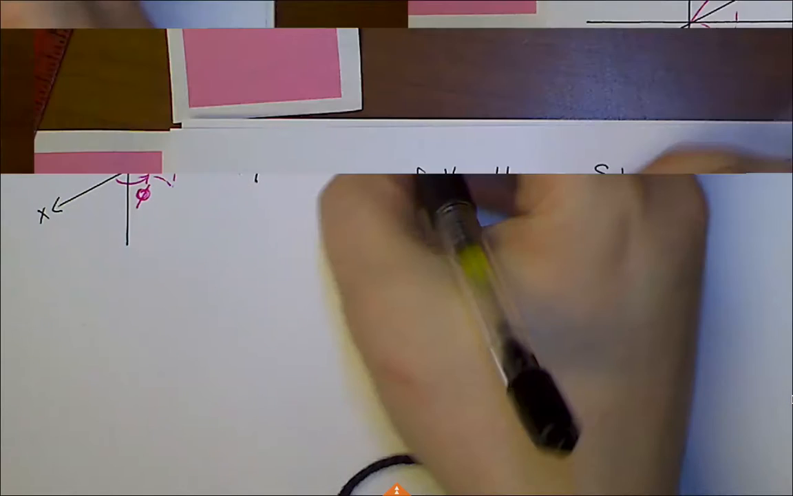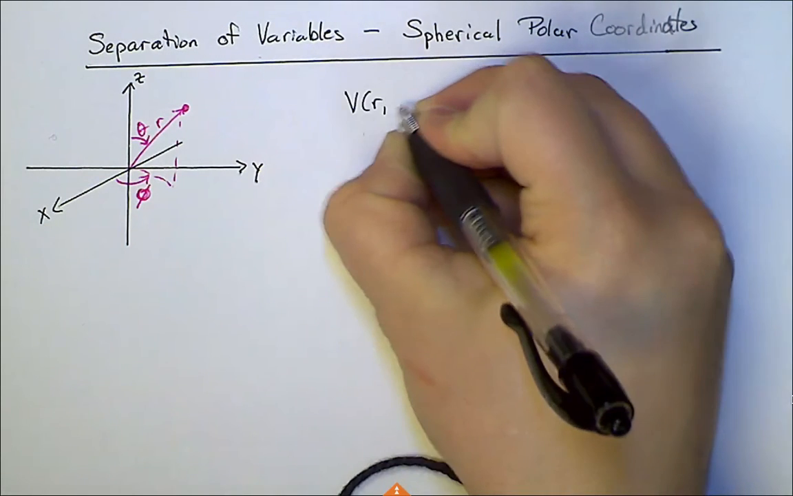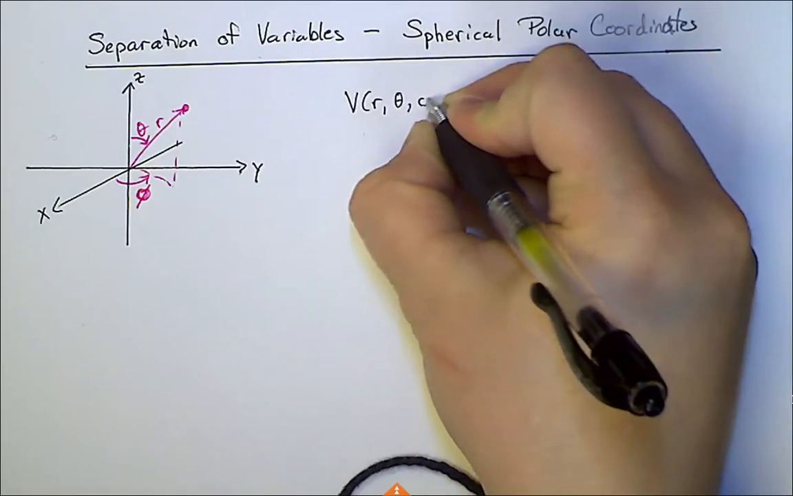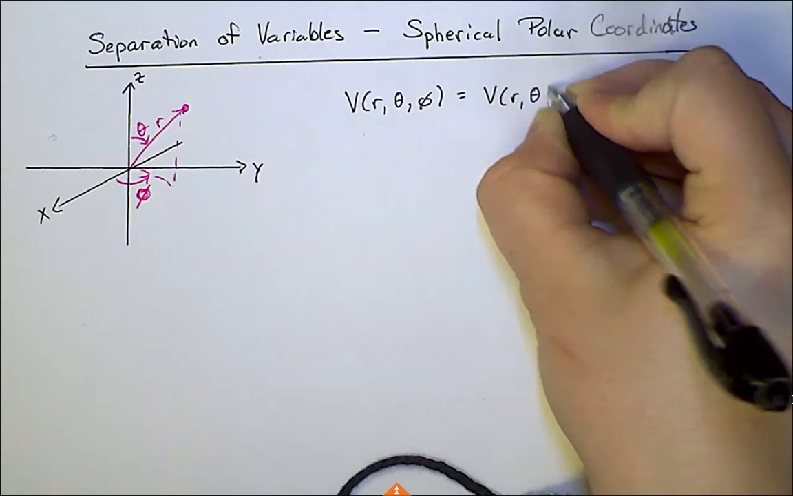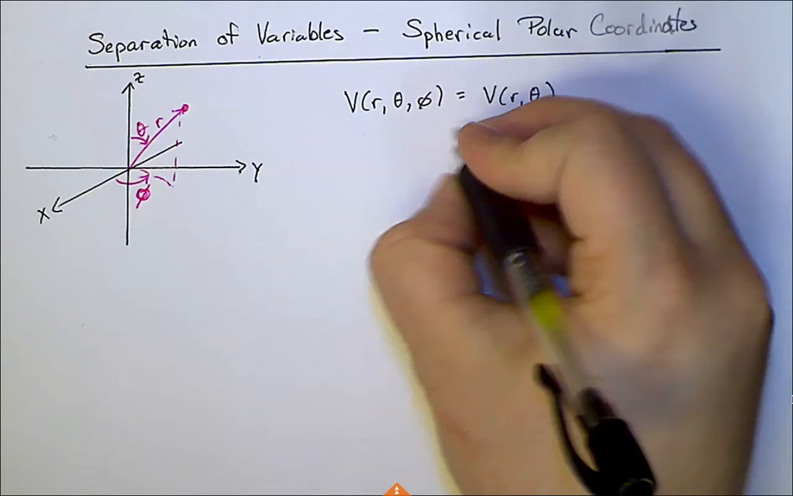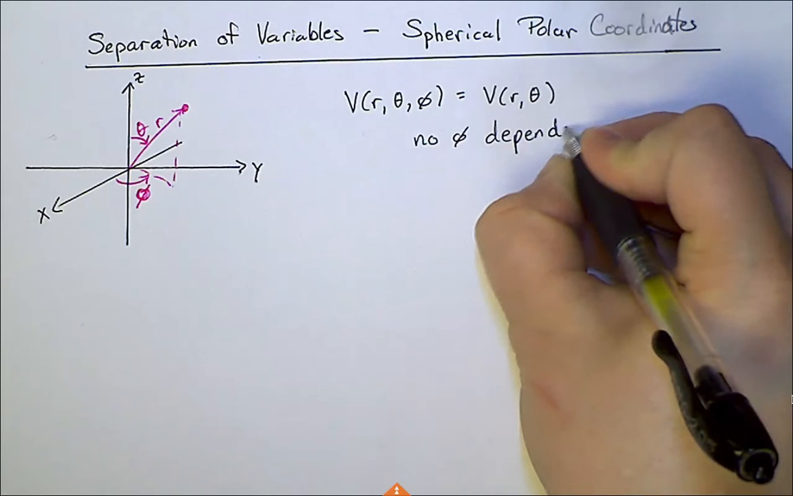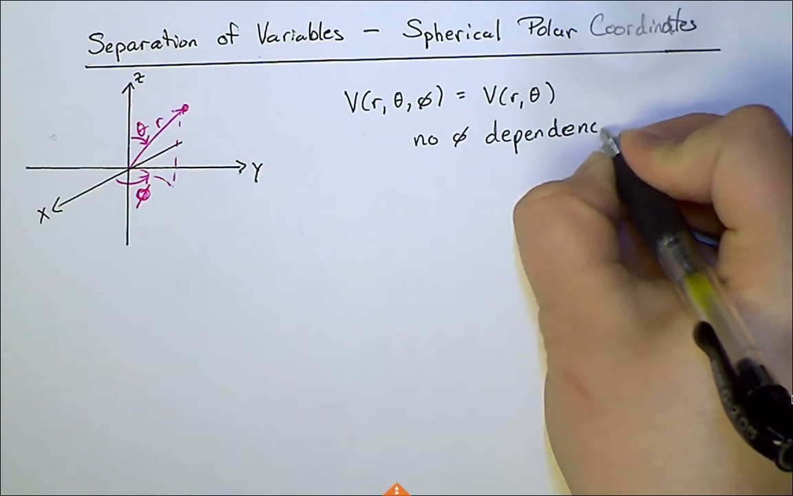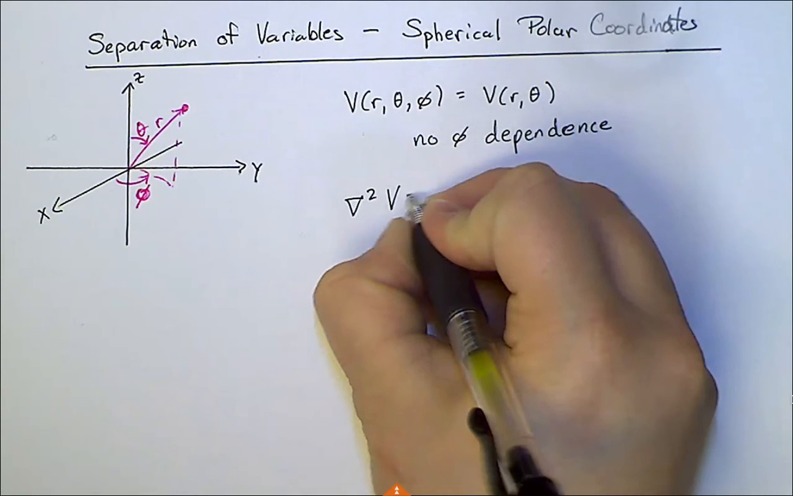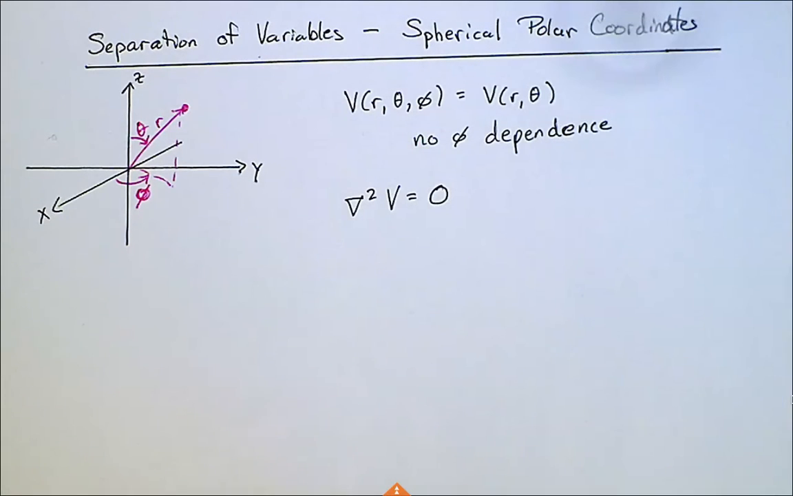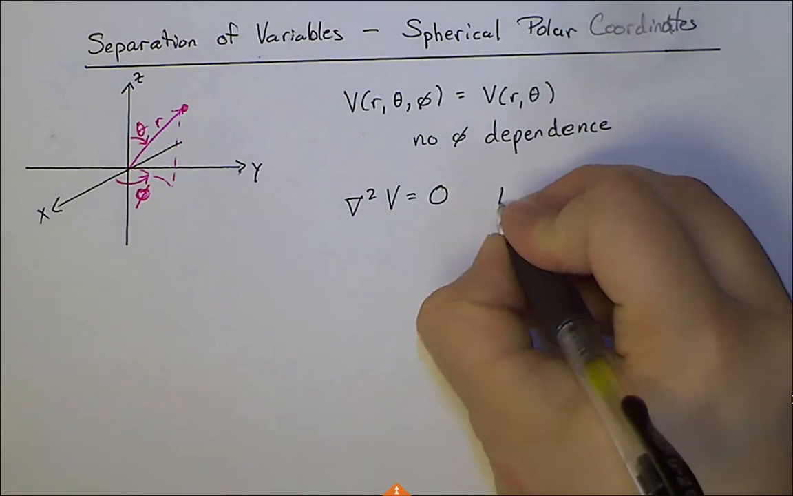So we're going to be dealing with spherical polar coordinates, which means we're going to assume that the potential V(r, theta, phi) is actually just a function of r and theta. So no phi dependence. This is known as azimuthal symmetry. So we want to do separation of variables in Laplace's equation. Remember, del squared V equals 0. That's Laplace's equation.